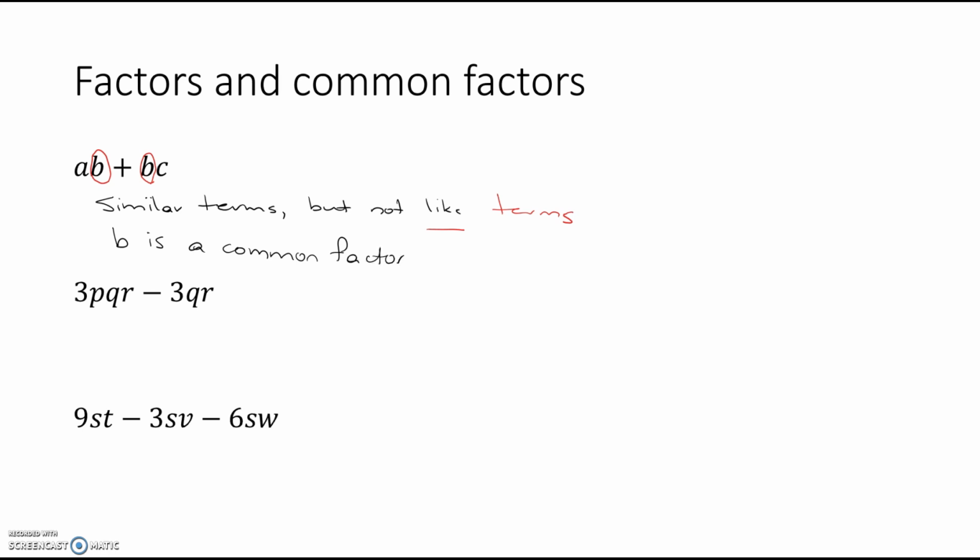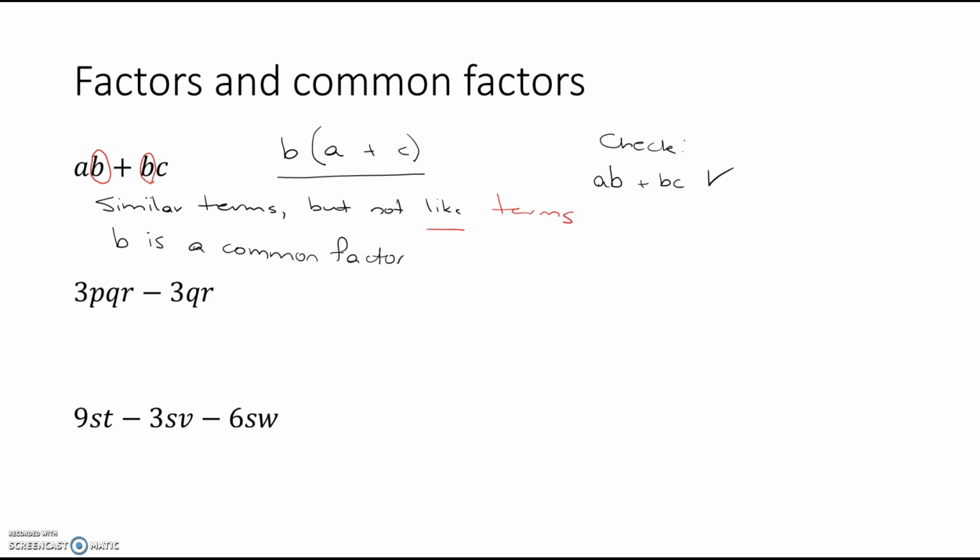So if we take B outside and say, well, what about B times? B times what gives us AB? It must be A. Plus B times what gives us BC? It must be C. Now if we were to check that, then we'd have BA, which is the same as AB, plus BC. Yes. So we have now factorized AB plus BC to B times A plus C.